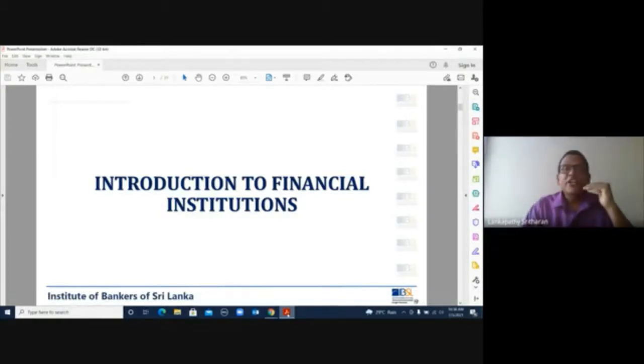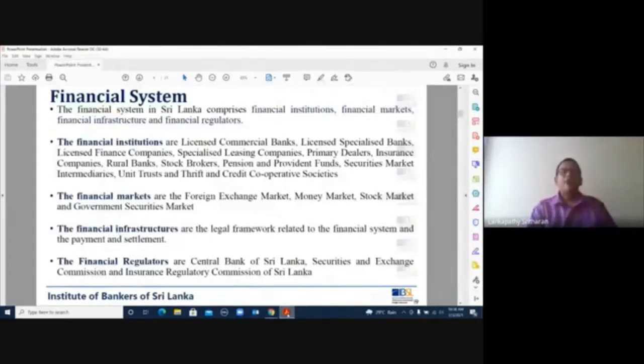Before going to the financial institution, we have to discuss the financial system. What is the financial system? The financial system in Sri Lanka comprises 4 components. The first one is financial institutions. The second one is financial markets. The third one is financial infrastructure facilities. The fourth one is financial regulators. Not only in Sri Lanka, in any country, if we see the financial system, these 4 elements will be there. In some theoretical texts, they may mention 3, because financial regulators may be included in the financial institutions. But generally, you can say that the financial system has the 4 components: financial institutions, financial markets, financial infrastructure, and financial regulators.